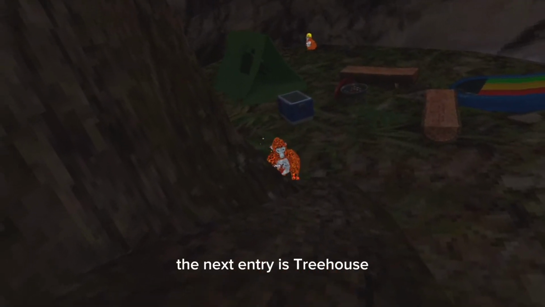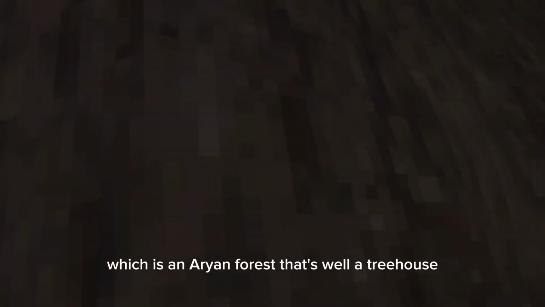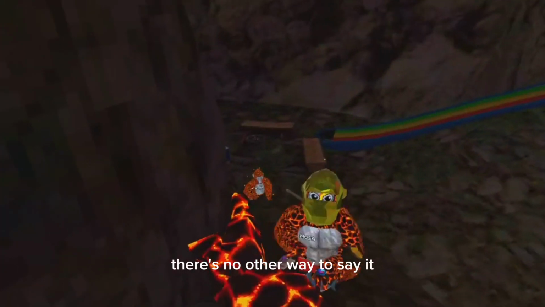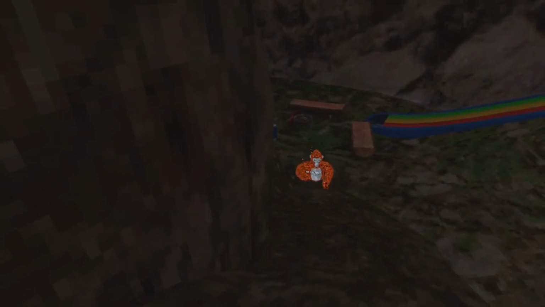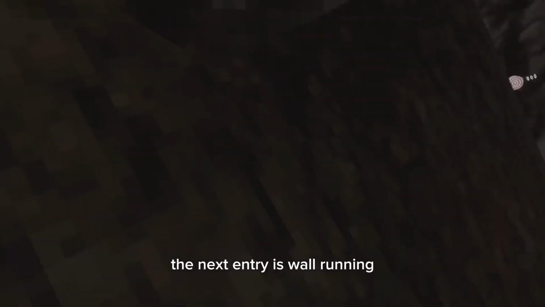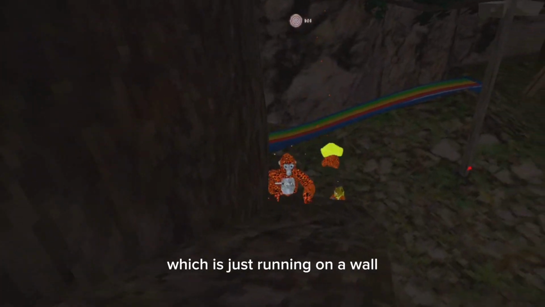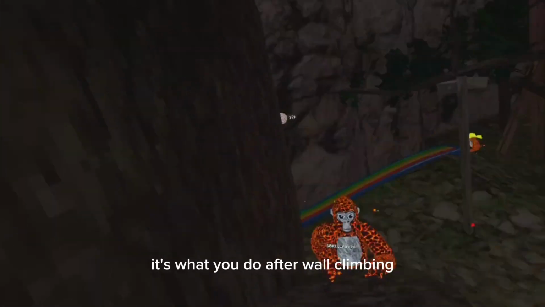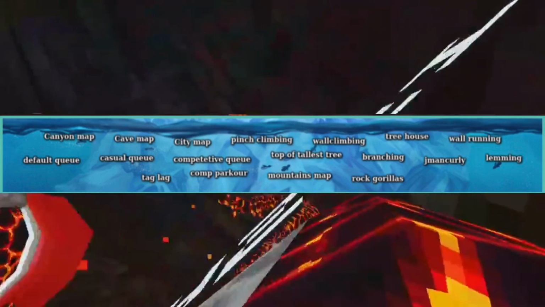The next entry is treehouse, which is an area in forest. That's a treehouse. There's no other way to say it. The next entry is wall running, which is just running on a wall. It's what you do after wall climbing. So, yeah, that wasn't too bad.